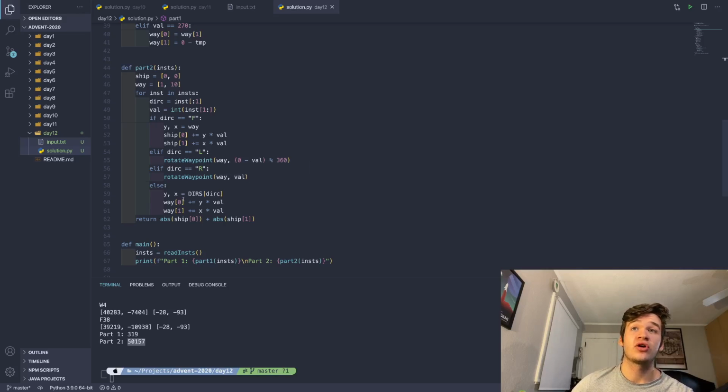And then if we have a cardinal direction, then we break down that cardinal direction based on our dirs dictionary from before. And instead of adding it to the position of the ship, we add it to the position of the waypoint. And finally, we return the Manhattan value of the ship once we've looped through all of our instructions. So that's it for part 2.